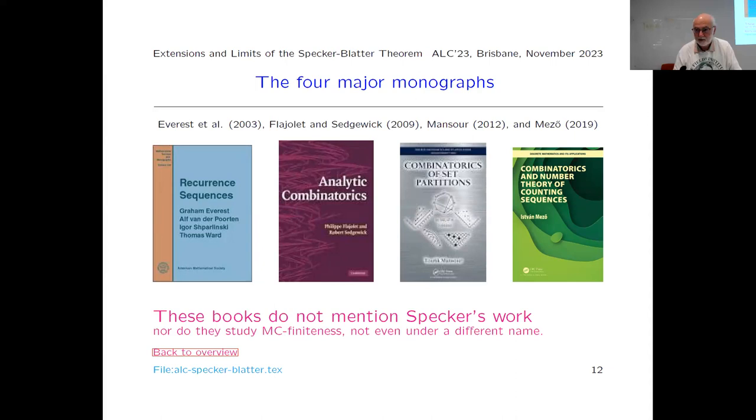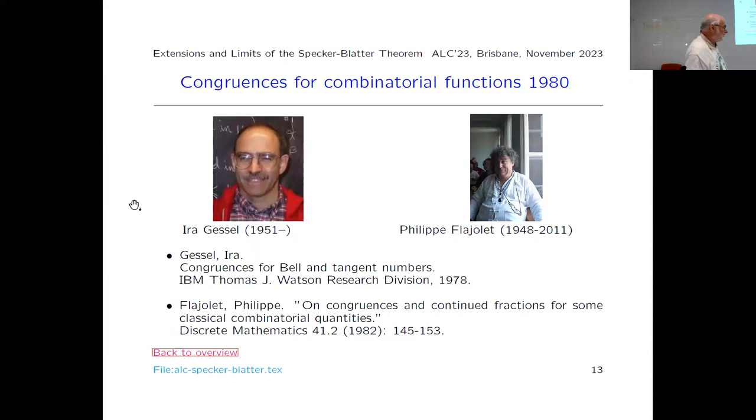On the other hand, the topic was actually looked at carefully, one by Ira Gessel, and one by, in spite of the book, Philippe Flajolet. There is an early paper by Gessel on congruences for Bell and tangent numbers in 78, and I think Specker was aware of this paper, and one by Flajolet in 82 on congruences and continued fractions for some classical combinatorial quantities. So this has been, at least it has a trace.